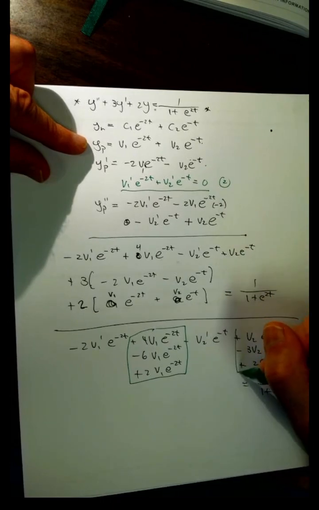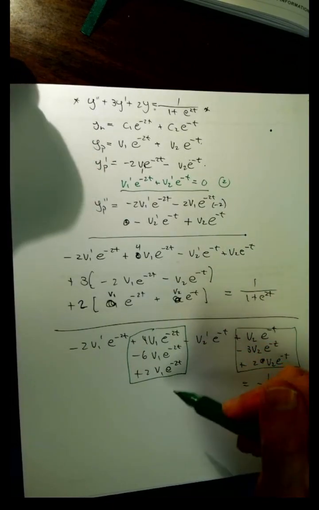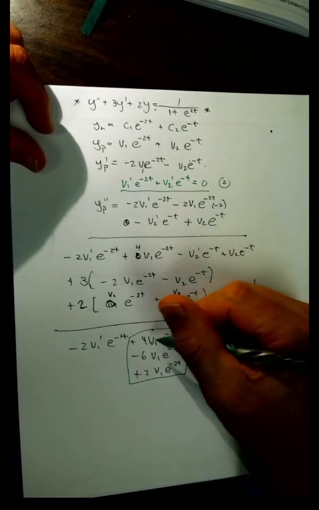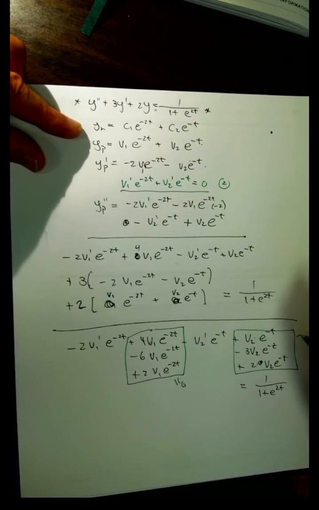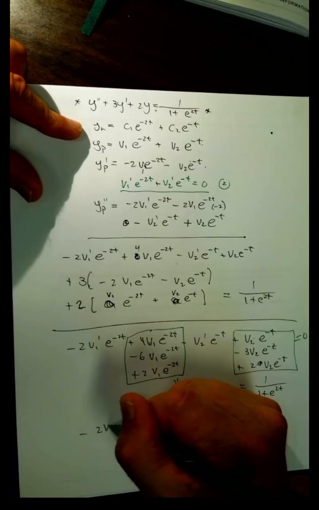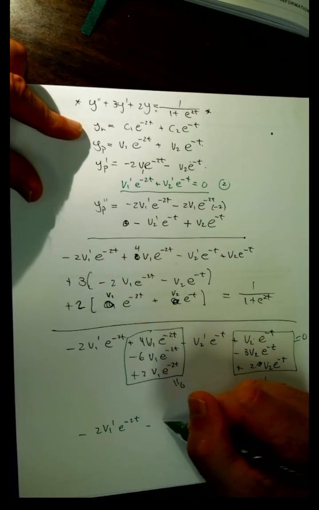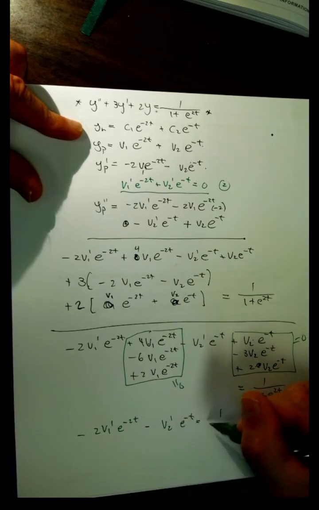Anything that does not have a derivative should cancel out here. If it does not, you did something wrong, because this is a homogeneous solution. These all add up: 4 minus 6 plus 2 is 0, and 1 minus 3 plus 2 is 0. So that just leaves me with my second equation, which is minus 2 v1 prime e to the minus 2t minus v2 prime e to the minus t is 1 over 1 plus e to the 2t.